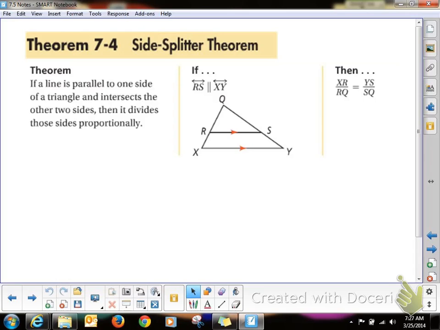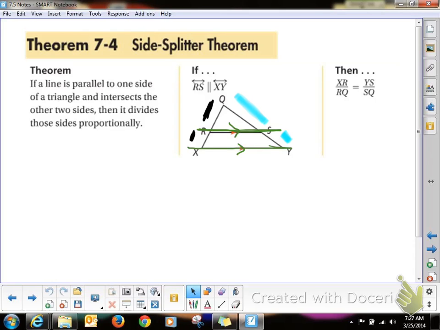So you want to now write down this theorem, the side splitter theorem. If a line is parallel to one side of a triangle and intersects the other two sides, then it divides those sides proportionally. So in this picture, RS is parallel to XY. That's what those little arrows mean. That means that it splits these sides proportionally. So one way you can remember it is XR over RQ is equal to YS over SQ.